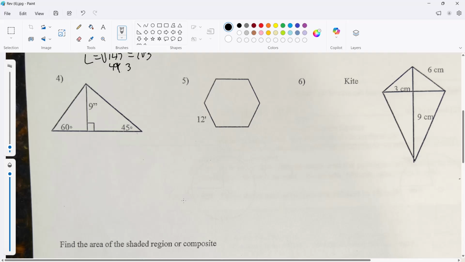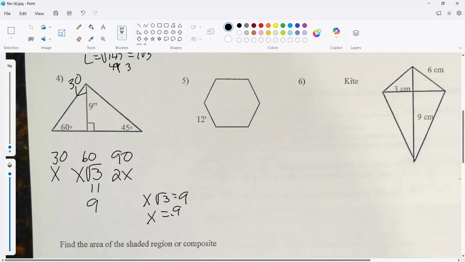I've got this triangle. This is 60, that's a 30. 30, 60, 90 is a special right triangle. And so if the side opposite, well, I'm going to have to check this. 30, 60, 90: the side opposite 30 is x, 90 is 2x, 60 is x square root of 3. So x square root of 3 equals 9. What does x equal? X equals 9 over square root of 3. I'll rationalize the denominator by multiplying by square root of 3 over square root of 3. That is 9 square root of 3 over 3, which is 3 square root of 3.